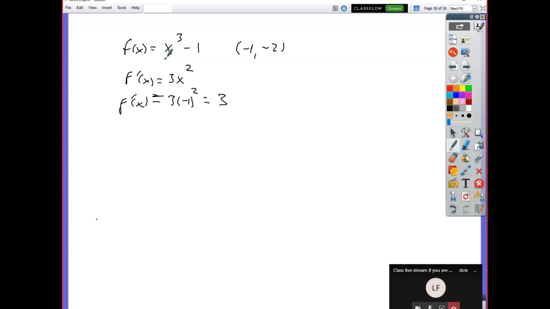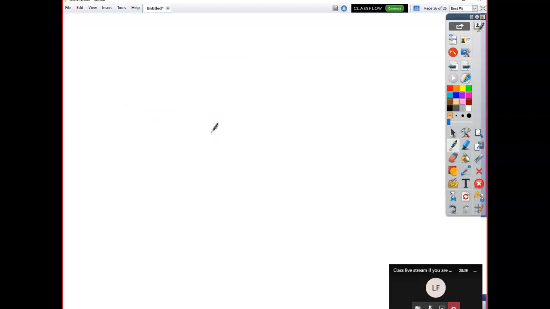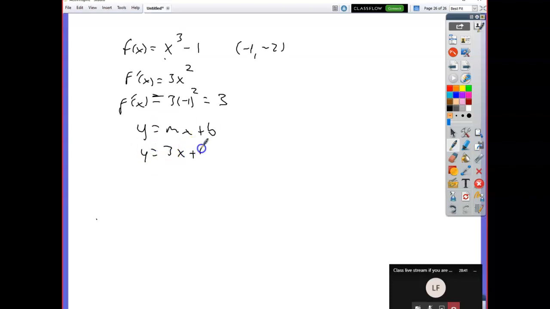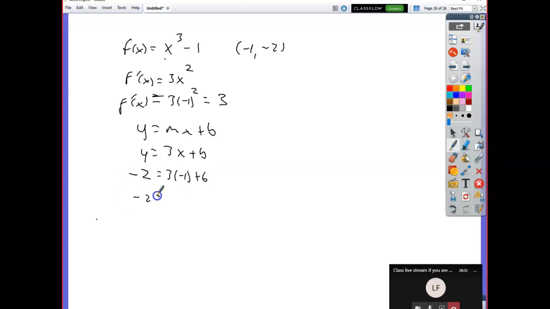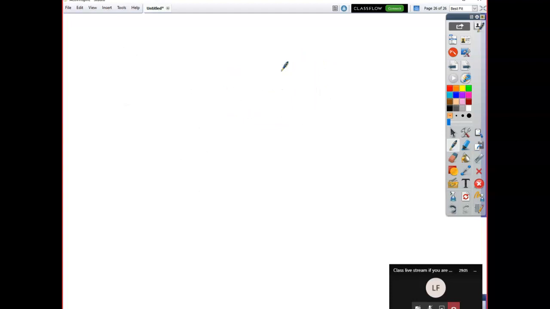Okay. All right, good. And then I go y equals mx plus b. I know y equals 3x plus b is my equation for my line. Now I need to plug in the point. Negative 2 equals 3 times negative 1 plus b. Negative 2 equals negative 3 plus b. B equals 1. So my equation would be y equals 3x plus 1. This is solved. Does that make sense?